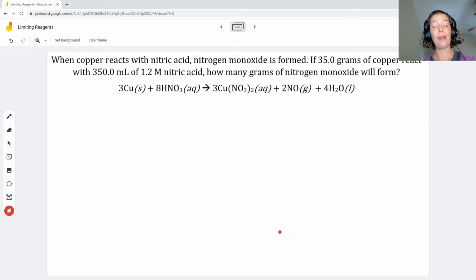Now let's identify it as a limiting reagent stoichiometry problem. And the way we know that is we have been given information about both the copper and the nitric acid. So once you're given information about two or more reactants, because some reactions might have 3 or even 4 reactants, then you know you first have to identify your limiting reagent. So this is a stoichiometry problem, and specifically it is a limiting reagent stoichiometry problem.